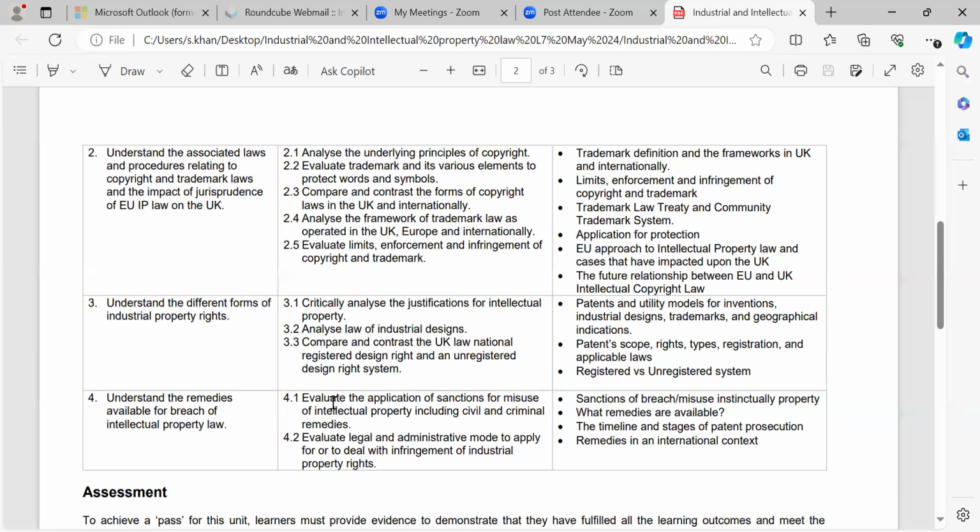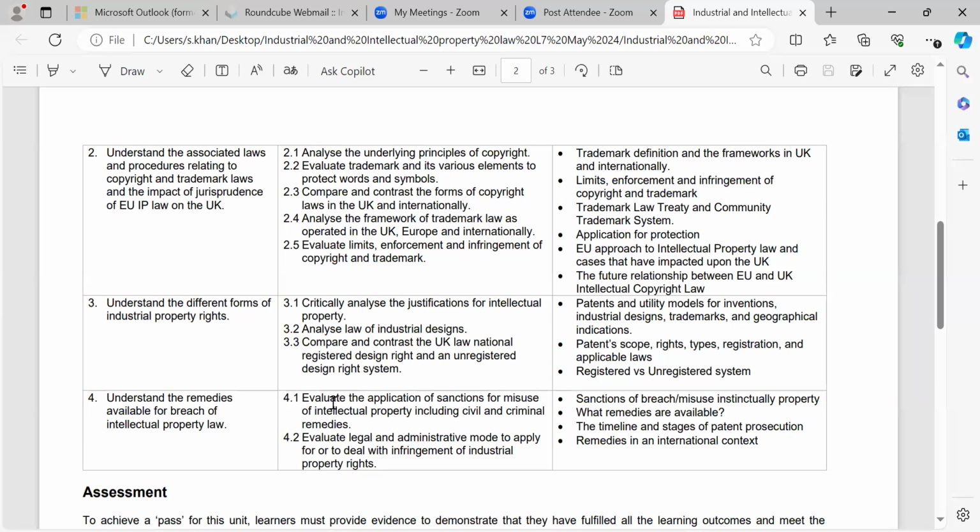We're going to look at 2.1, which is to analyse the underlying principles of copyright. 2.2 to evaluate trademark and its various elements to protect words and symbols. 2.3 to compare and contrast the forms of copyright laws in the UK and internationally. 2.4 to analyse the framework of trademark laws as operated in the UK, Europe and internationally. And 2.5 to evaluate limits, enforcement and infringement of copyright and trademark.